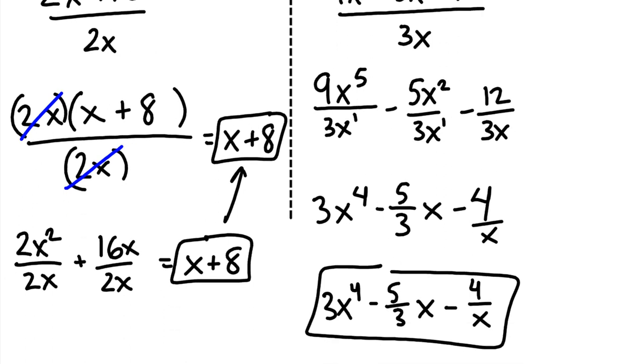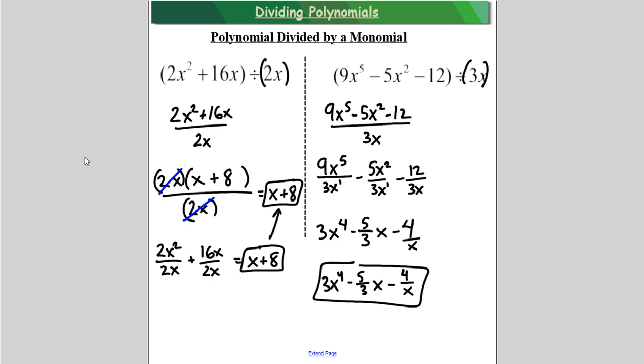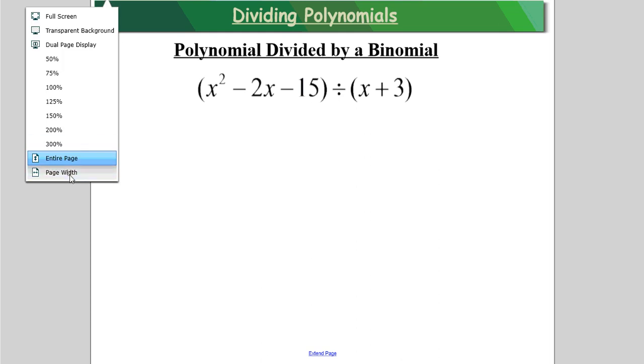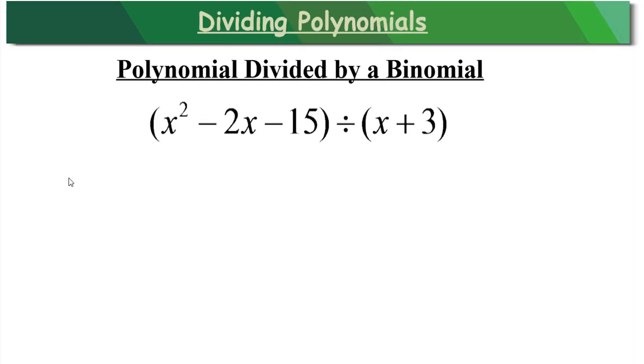So the takeaway is, if you have a monomial, you can divide each term in the first expression by the monomial, and you'll get the answer. So that's dividing by a monomial. How do we do dividing by a binomial? I cannot do that in this one. I'm going to have to factor everything that I can because x plus 3 is grouped together.